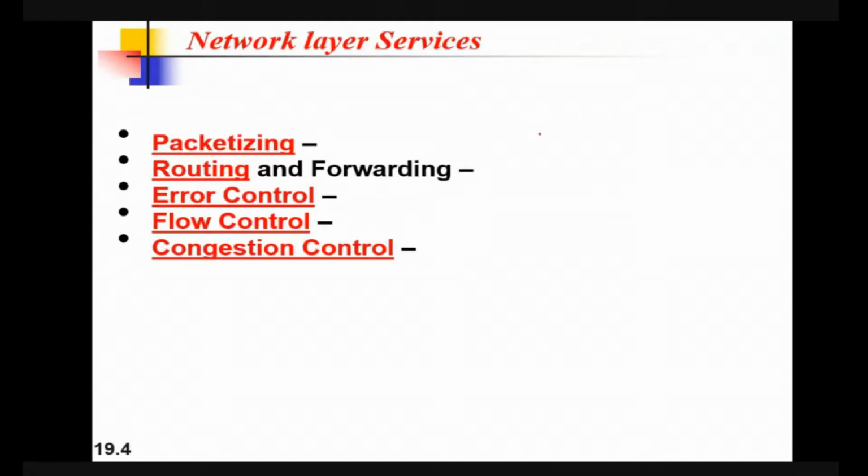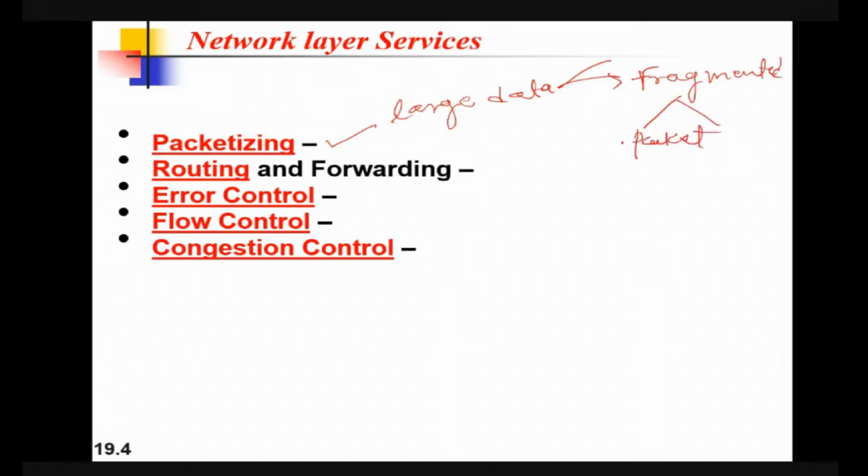Then the services provided by the network layer. The first service is packetizing. As I have told you, the data that is to be sent over the network is very large. So this large data is fragmented. Fragmented means it is divided into smaller amounts of data called packets. This is the first service of the network layer, that the large data is divided into smaller packets.